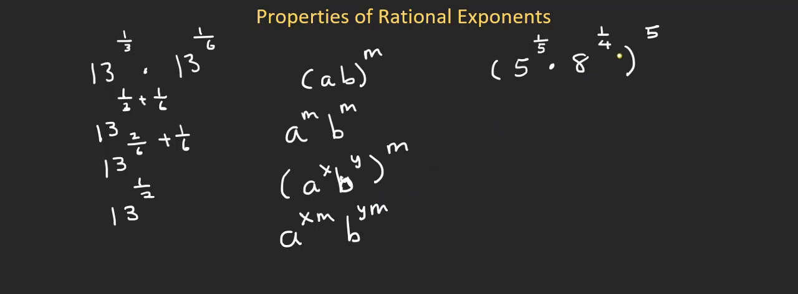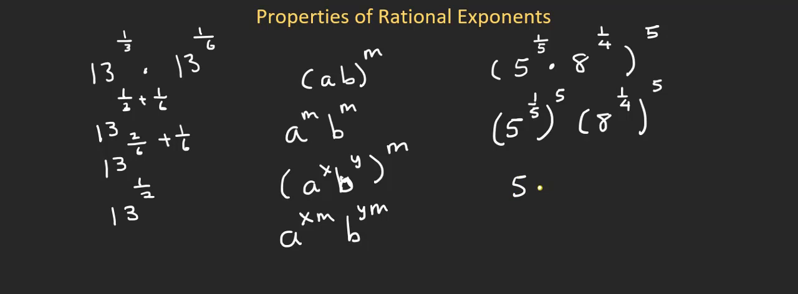So when you have this, what you need to do is put it as 5 to the 1/5 to the power of 5 times 8 to the 1/4 to the power of 5. So you end up getting 5 times 8 to the 5 over 4.